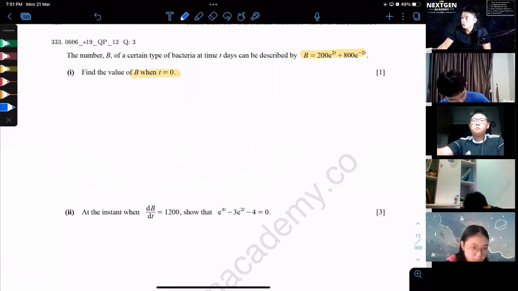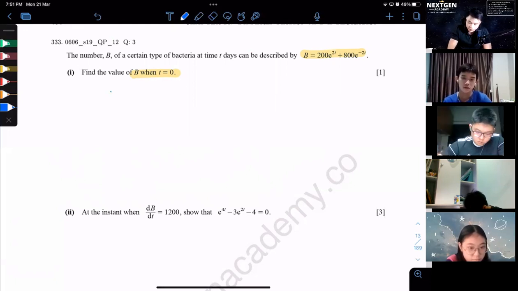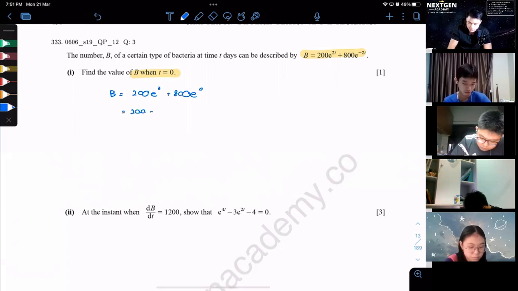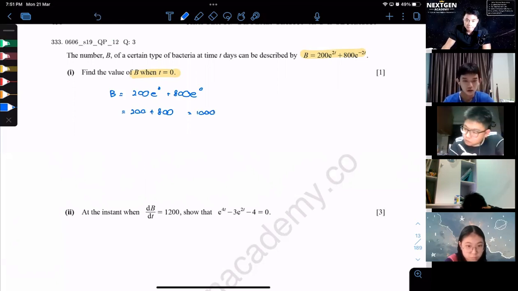So all you need to do is sub it in when t equals to 0. Anything to the power of 0 will be 1. So this one is 200 e0 plus 800 e0, so 200 plus 800, which is 1000. This one is a free mark question for your charity mark.